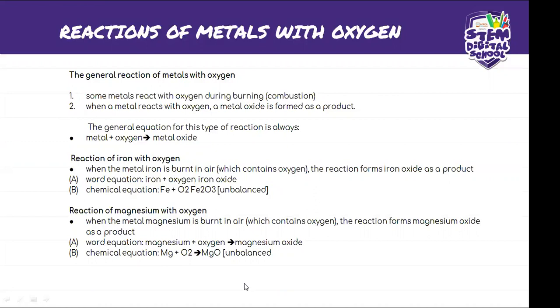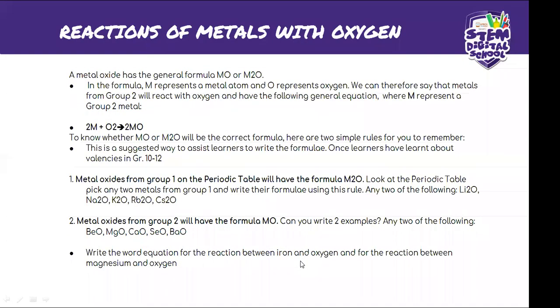Now let's go to the next. Let's see how we can write the general formulas. A metal oxide has the general formula MO. So we can have compounds that react with oxygen and we just get MO. We can also get metals reacting with oxygen and getting M2O. In the formula, M represents a metal atom and O represents the oxygen atom.